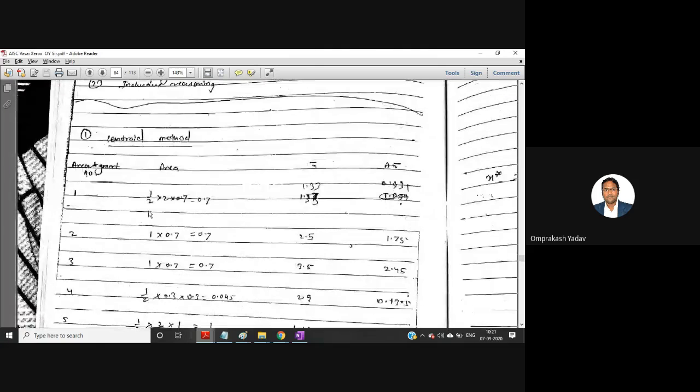And what is the height? If we try to calculate the height, it's 0.7. Clear? So it's 0.7. So the formula will be 1 by 2 into 2 into 0.7. So we will just try to calculate. If you see here, 1 by 2 into 2 into 0.7, that will come out to 0.7 because the 2 will be cancelled.